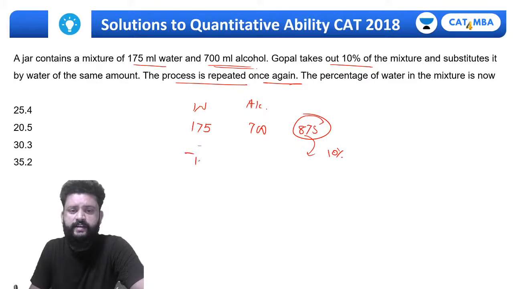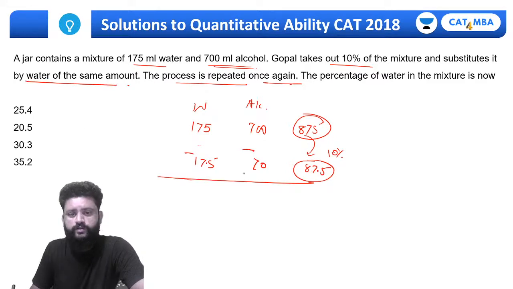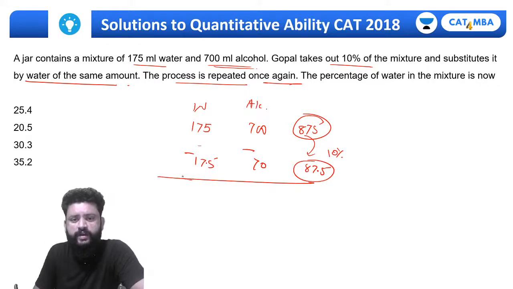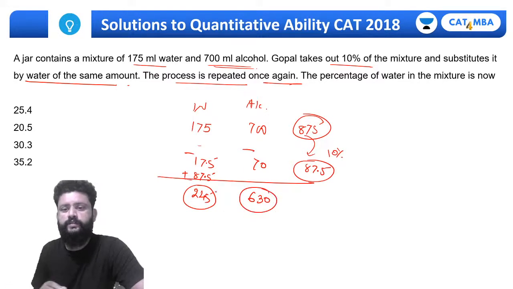So what will happen? 17.5 water will go and 70 liters alcohol will go, and we are replacing it by a total of 87.5 liters, substituted by the same amount of water. 17.5 माइनस होगा और यहाँ पे 87.5 add होगा. That is simply 70 add हो जाएगा यहाँ पे. 700 minus 70 will be 630. Look at the total, it won't change, total shouldn't change.